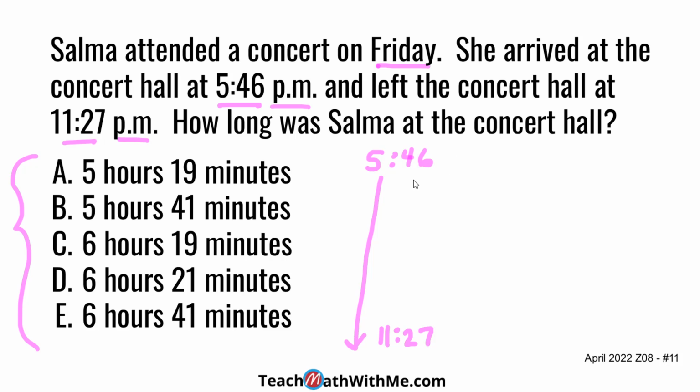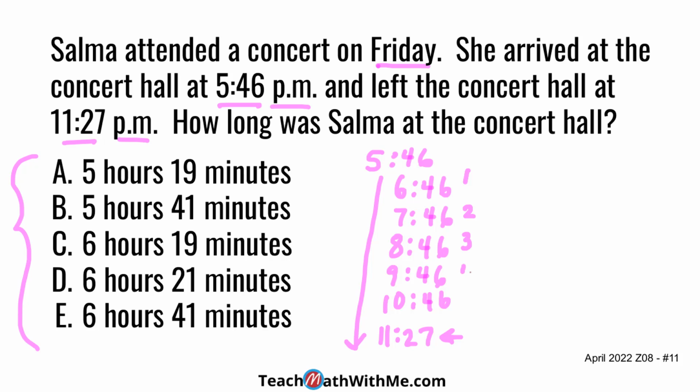So we know we go 1 hour makes us 6:46, 2 hours that's 7:46, 8:46, 9:46, 10:46. Now we can't go to 11:46 because that's over the 11:27. So we're going to go 1 hour, 2, 3, 4, 5 hours, and then some minutes. So we can already eliminate choices C, D, and E because they talk about 6 hours.